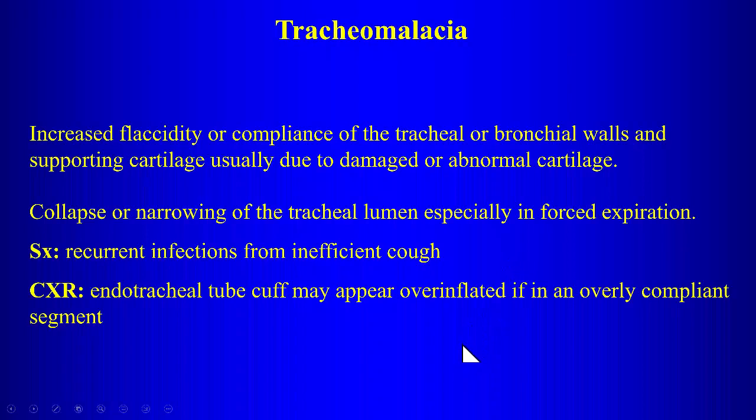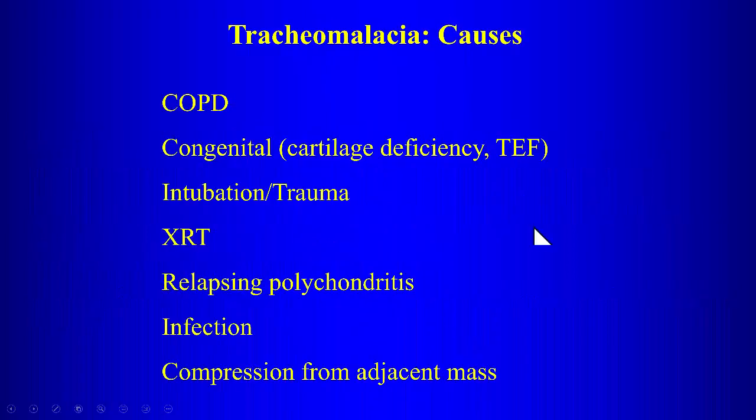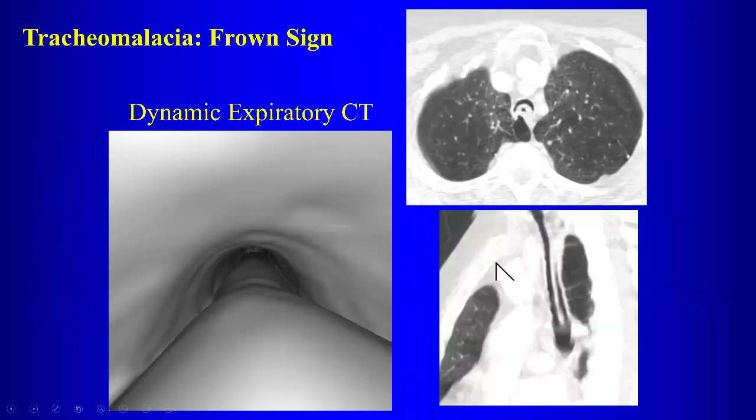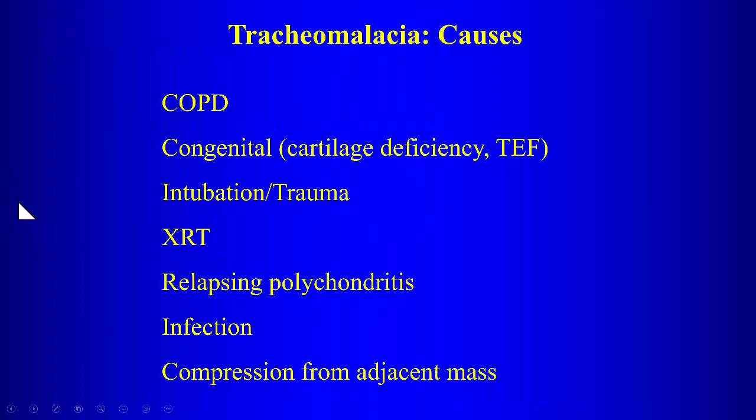It can be associated with COPD, but anything that destroys the airway can cause it. It's thought that COPD results in chronic inflammation that causes the cartilage destruction. But anything that damages the cartilage can result in tracheal malacia. So here's a list of things that can do it. Okay. So the frown sign can be a sign of that, right? When you have this excessive collapse of the trachea there.